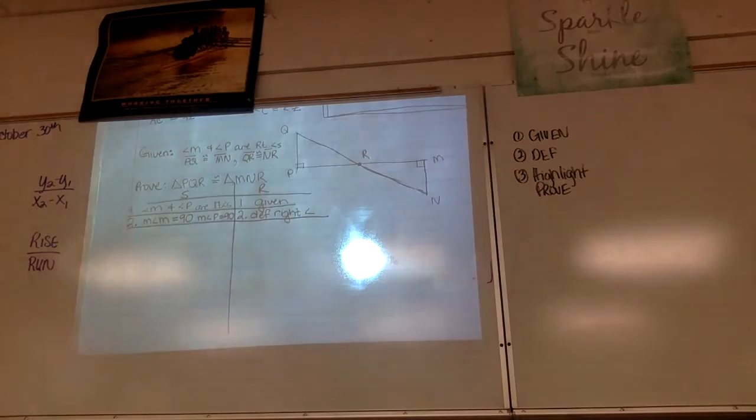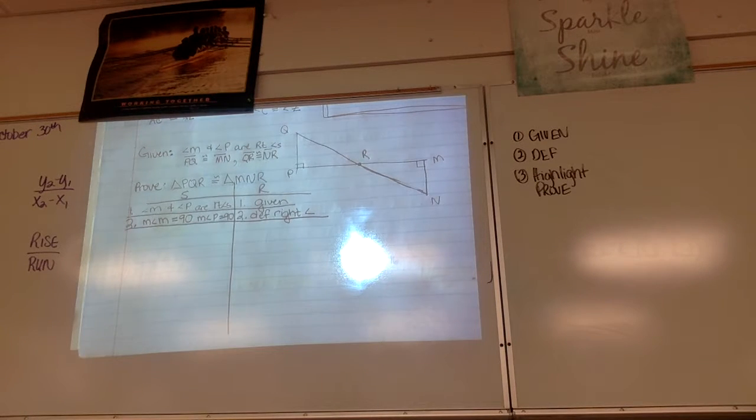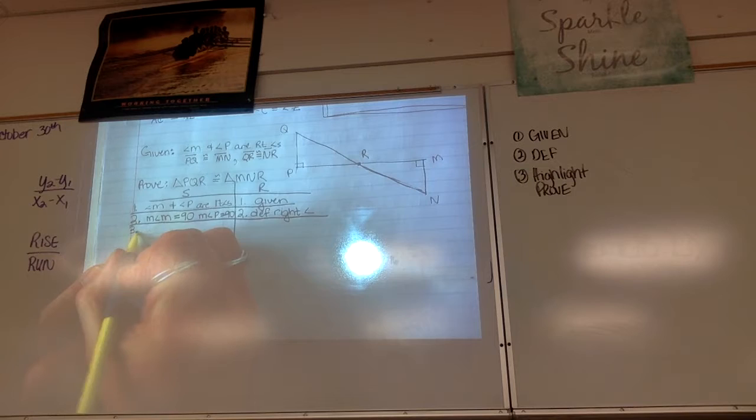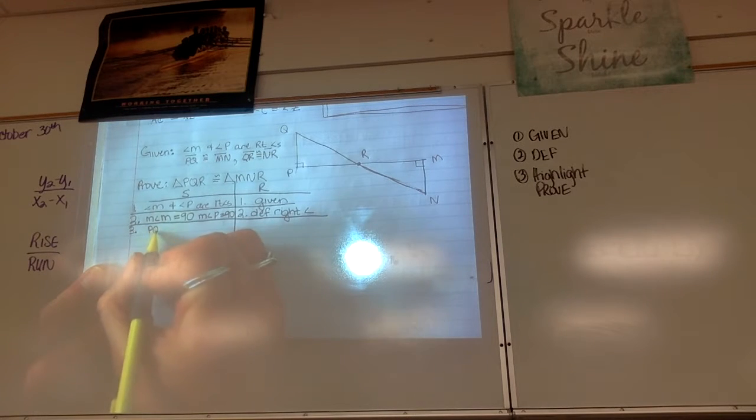Do we have to have the measure of? No, but you should while you're doing it with me, because that's how it should be. So measure of angle M equals 90, measure of angle P equals 90. Okay, so we've defined that piece of given. Go back. What's our next given information? Segment PQ is congruent to the segment MN.